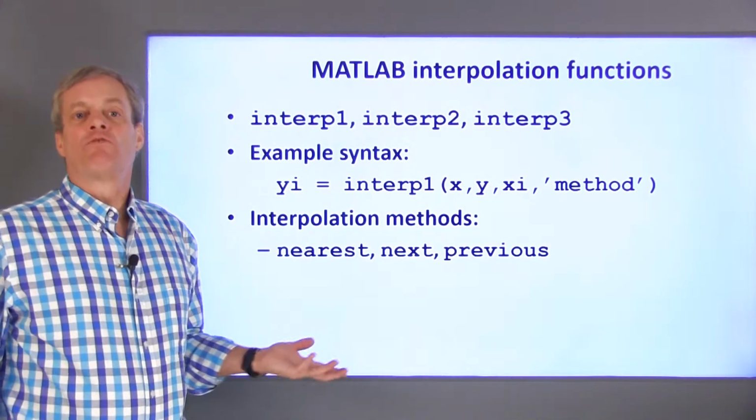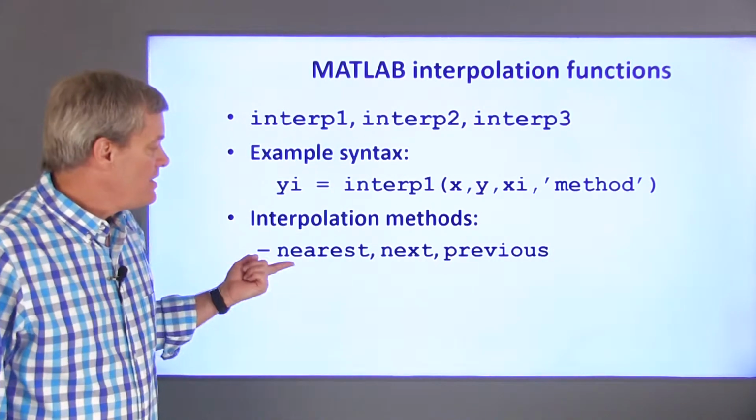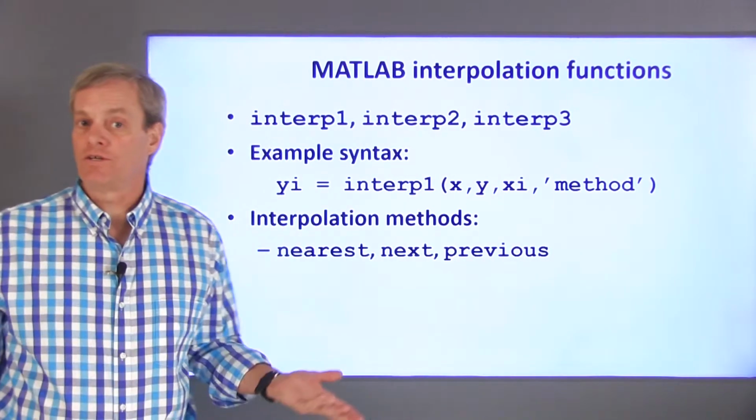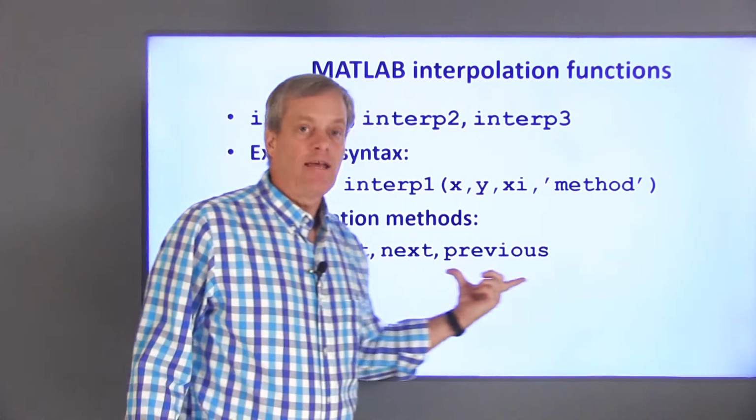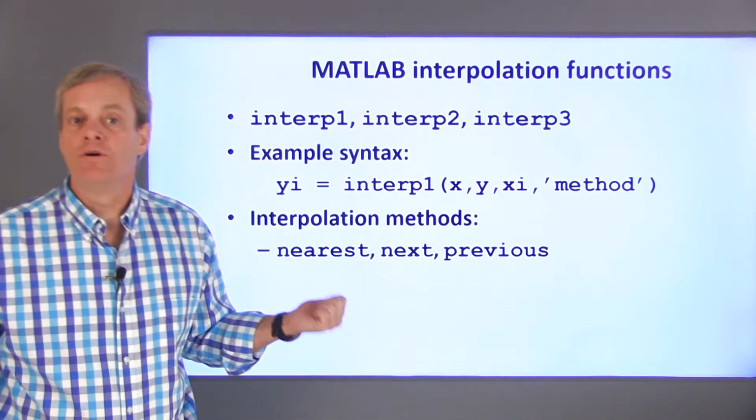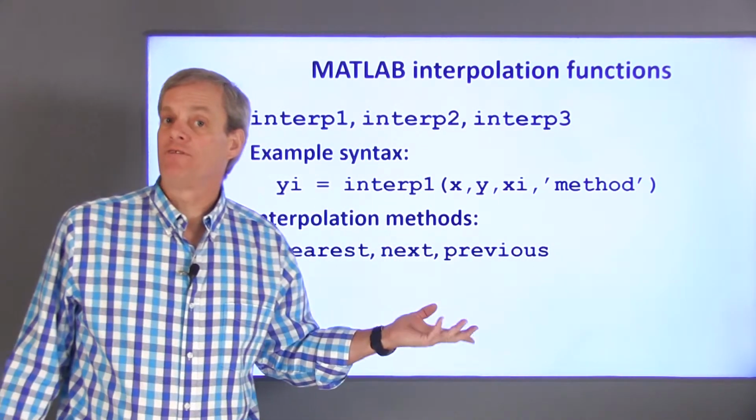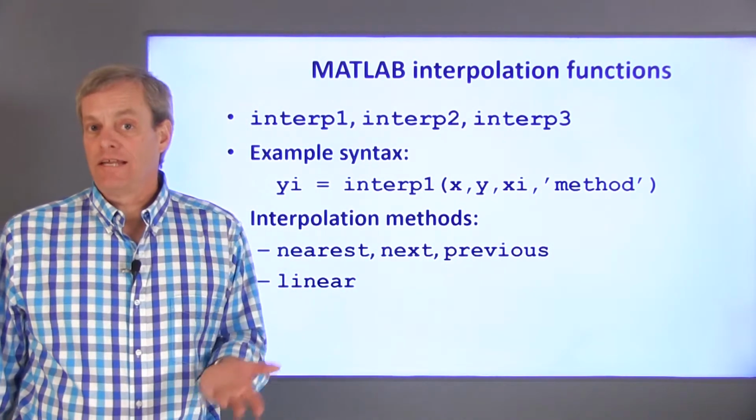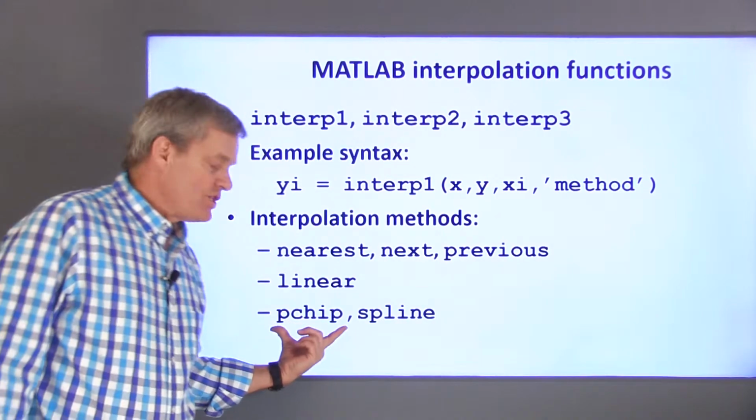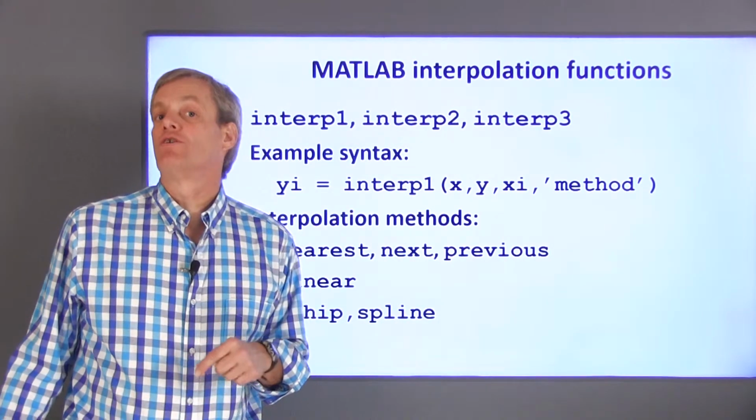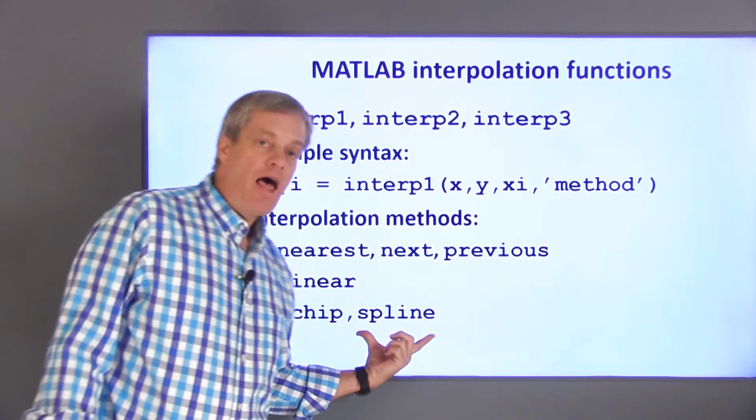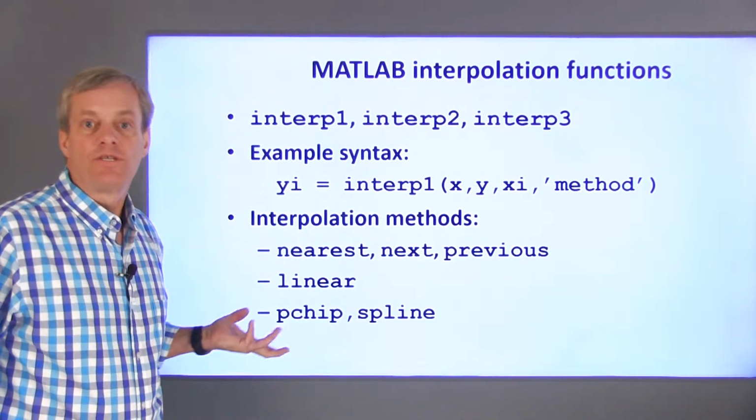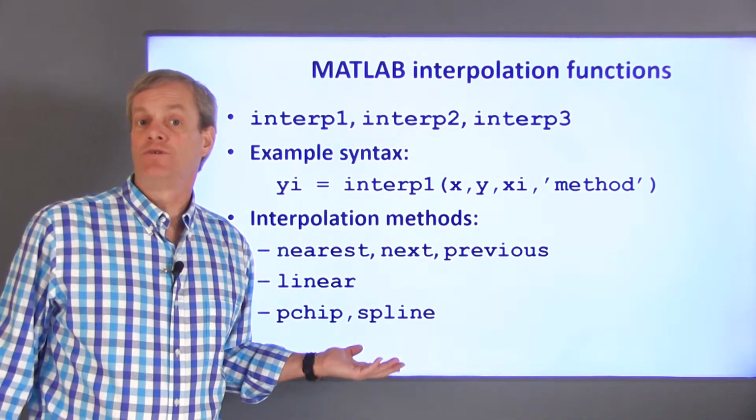These commands support a variety of interpolation approaches. Nearest uses the y value at the closest value of x to determine the interpolated value. Next and previous use the y value to the immediate right or left of the interpolated value. Linear performs piecewise linear interpolation. P-chip does piecewise cubic Hermitian interpolation, and Spline performs cubic spline interpolation. There are a couple of other options, but these will give us enough different approaches to do some demonstrations with.